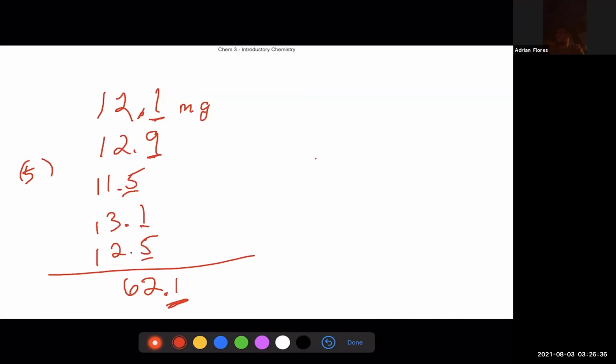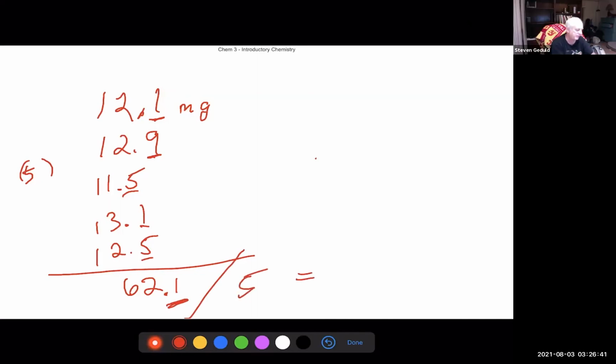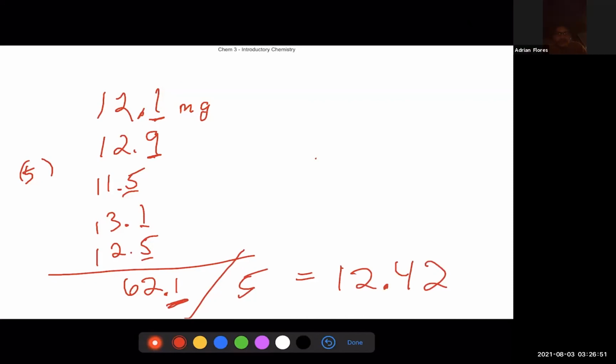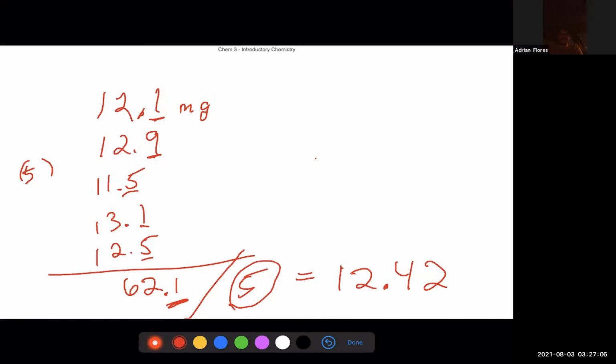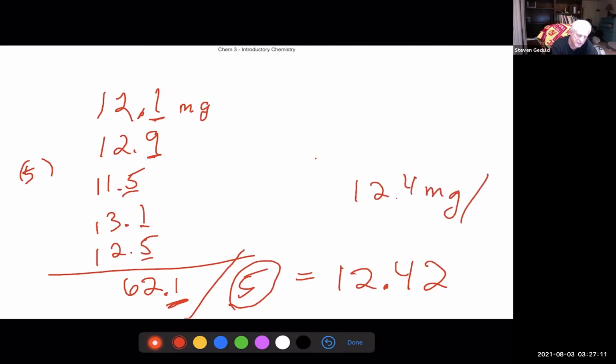Now that is divided by 5. So 62.1 divided by 5 equals 12.42. How many significant digits? Well, we have 3 and 3, so 12.4, because 5 is a counting number. It's exact. It isn't a measured value, it's the number of samples that we have. So it's 3 significant digits, so it'd be 12.4 milligrams per liter.